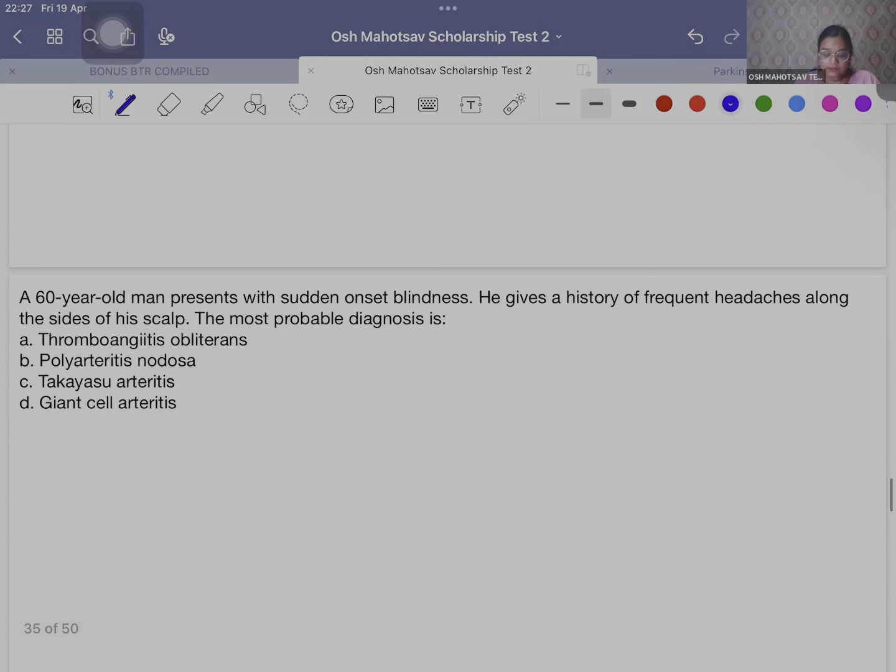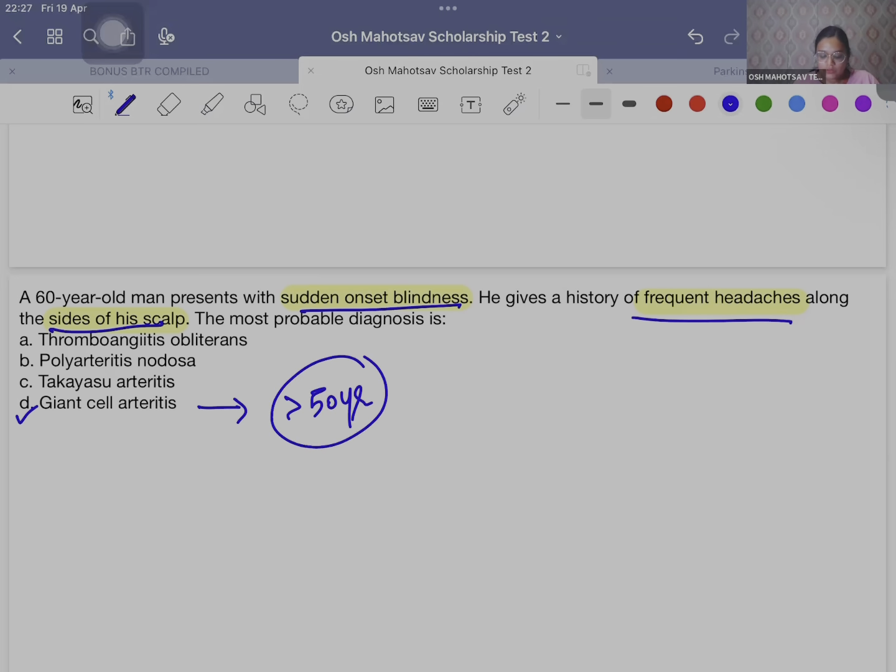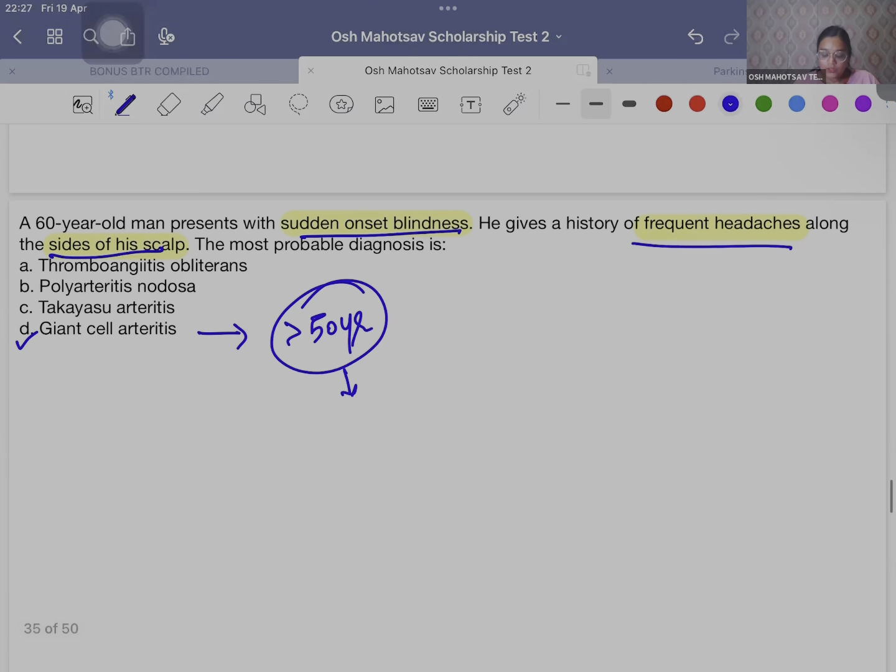Next is a 60-year-old man who presents with sudden onset blindness, frequent headaches along the sides of the scalp. Okay, so the diagnosis will be giant cell arteritis. If you know giant cell arteritis, the age group is more than 50 years, mostly old age group. They will say that they have throbbing headache, jaw claudication and also blindness. If the ophthalmic artery is involved, the diagnosis will be giant cell arteritis.